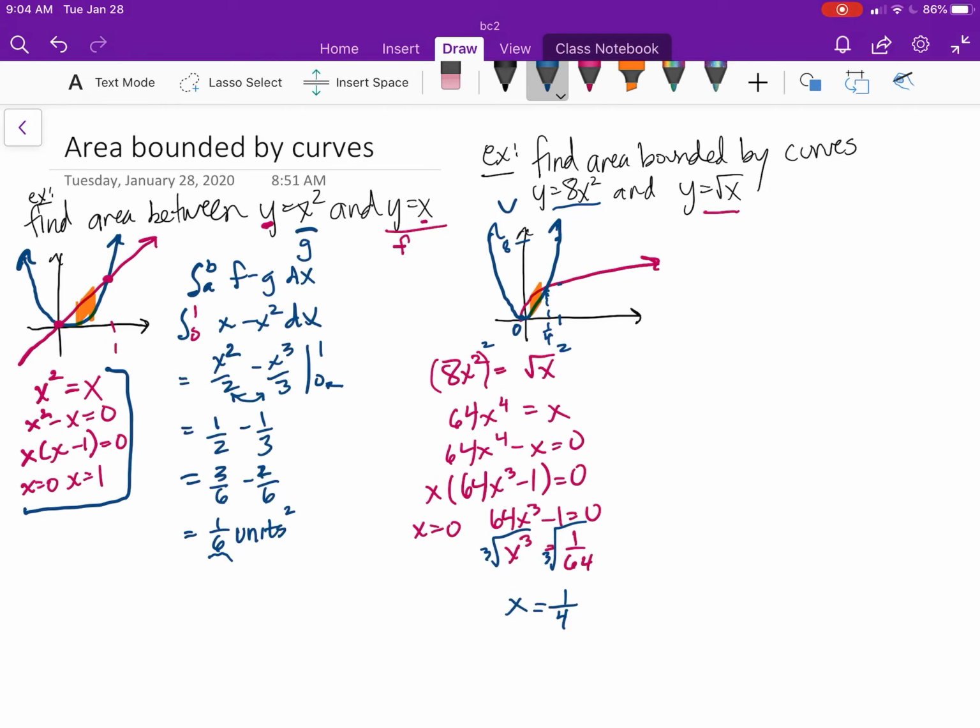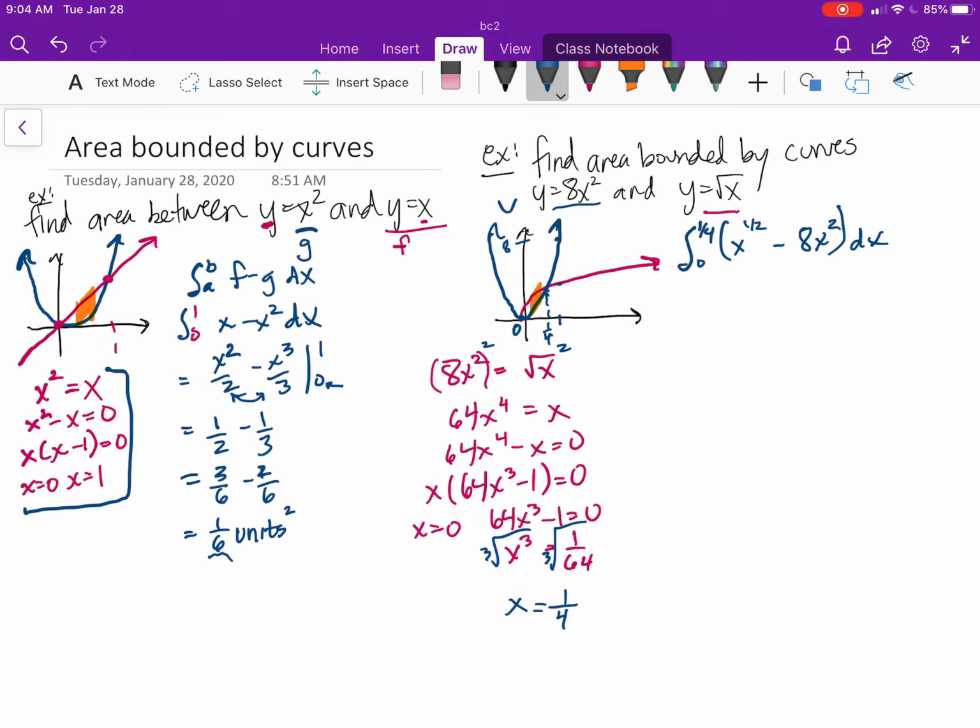Alright, let's do our integral. We know the bounds now, 0 to 1/4. Again, if you don't know top minus bottom, that's okay. Just reverse your answer. But I could tell even from my rough sketch, the square root of x is the top function. But when we integrate, right, let's change it to x to the 1/2. Just like derivatives, just easier to think of that way. Subtract 8x squared dx.